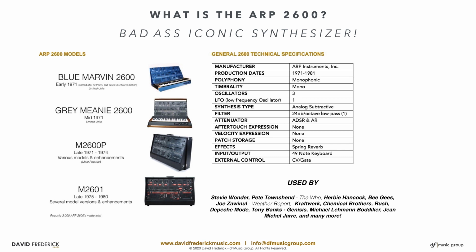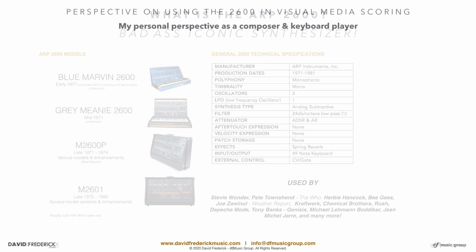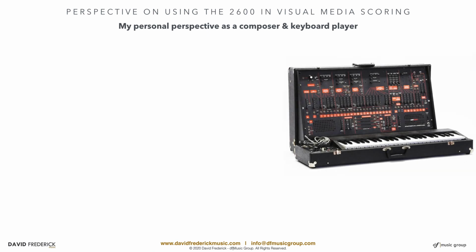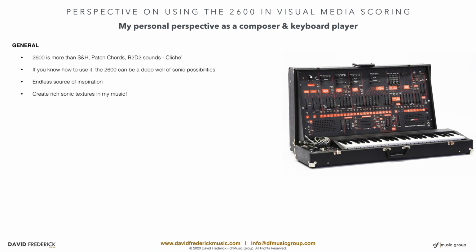And I'm just a huge fan and have a nostalgic affinity for this instrument because I've been playing it since it first came out. In fact, probably started on the Blue Marvin and then played every iteration going forward. So let me tell you a little bit about my perspective on the 2600 as a composer and as a keyboard player and synthesist. Generally speaking, to me, the 2600 is a lot more than just sample and hold and patch chords and cool pictures and R2D2 sounds, right? All those cliche things with the older analog synthesizers.